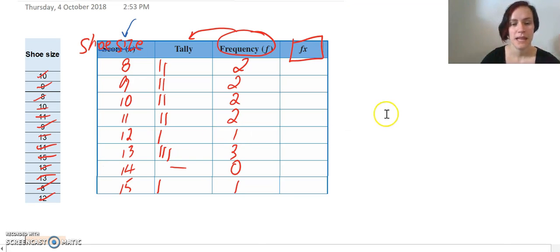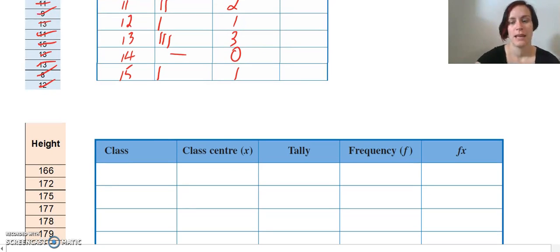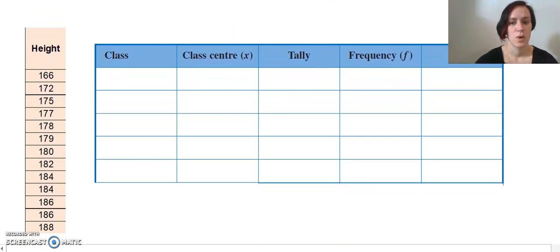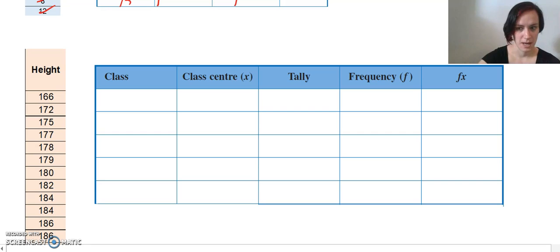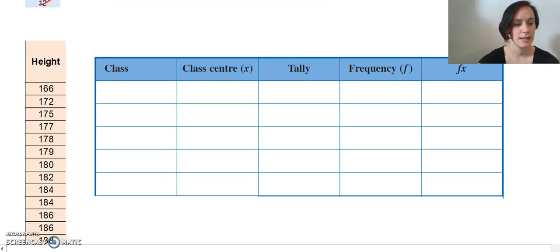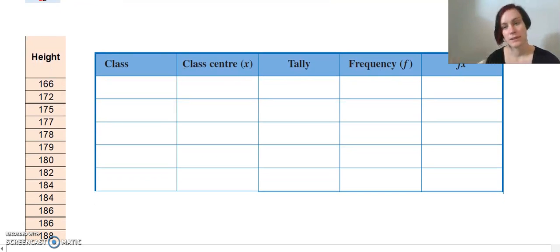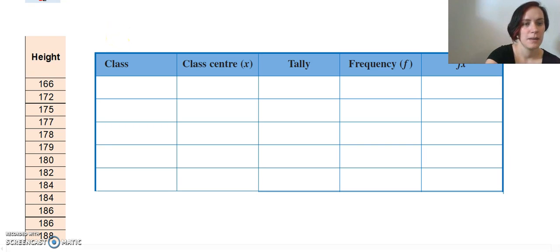If, however, and we'll scroll down, we have a situation where we have quite a big range of information, like in our height data here, we can't just put 166, 167, 168 because it's going to go on very long. We need a smaller table and we need to start to group that information together. And we can do that by having class sizes. So, for example, we might have a class size that is 165 centimetres to 169 centimetres.